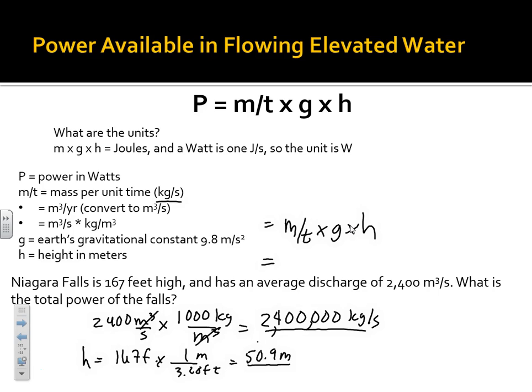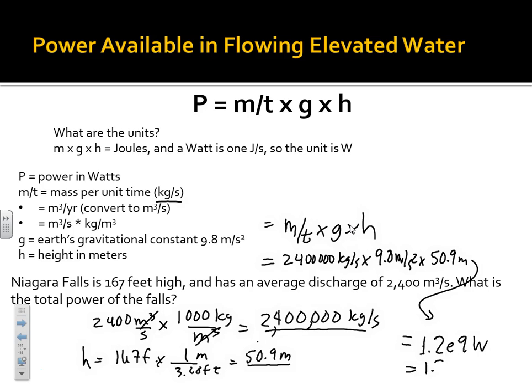Let's actually do it up here. So it's going to be 2,400,000 kilograms per second times 9.8 meters per second squared times 50.9 meters, and that's going to give us 1.2 times 10 to the 9th watts, which is 1.2 gigawatts, okay? So this is the absolute maximum upper limit of power available in Niagara Falls given these specifics, okay?